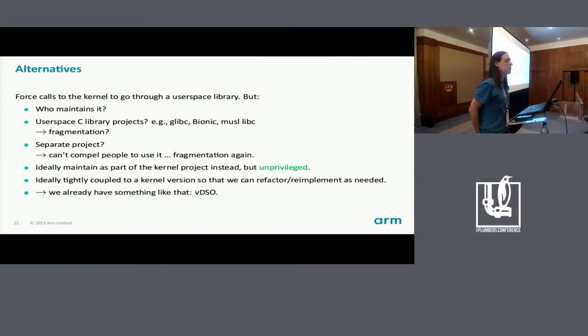So it would be nice if we could maintain this thing as part of the kernel project, but not have it run privileged. And if we do that, we have the option to keep it tightly coupled to the kernel version, which gives us more flexibility to refactor and re-implement how things work over time. And we already have something that ticks a lot of these boxes, the VDSO, which is this fake shared library that the kernel can map into user space for user space to call. It's not deployed on all architectures today, but it is on several.